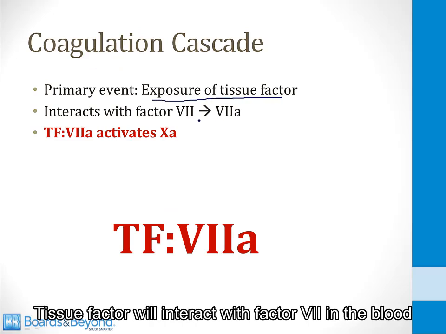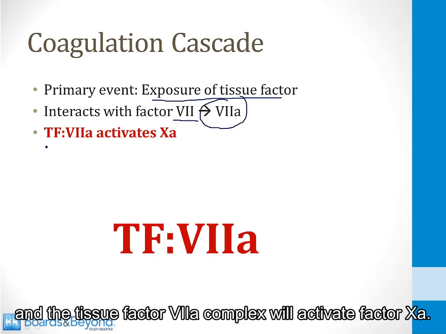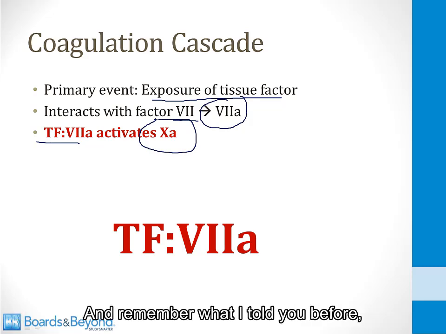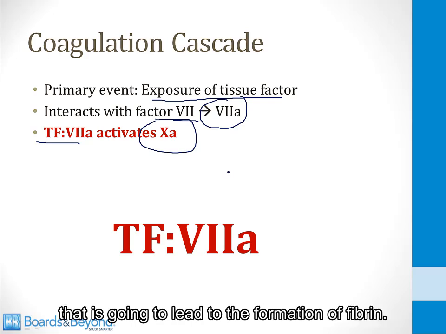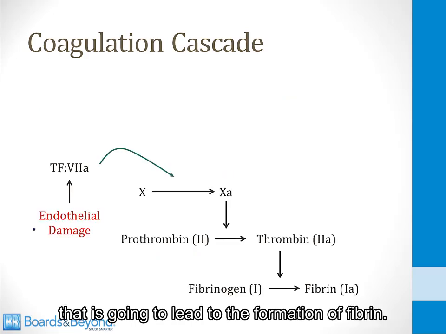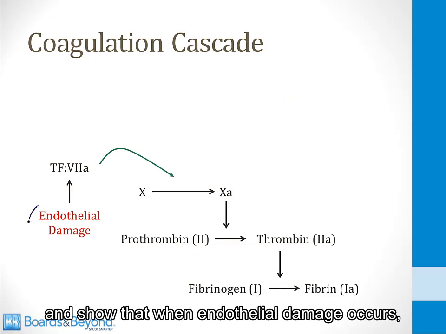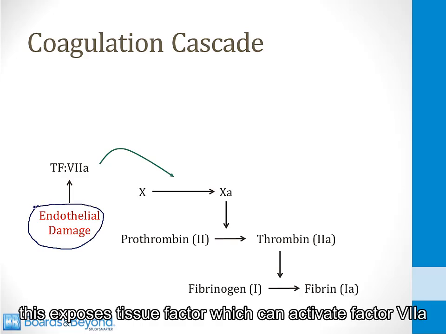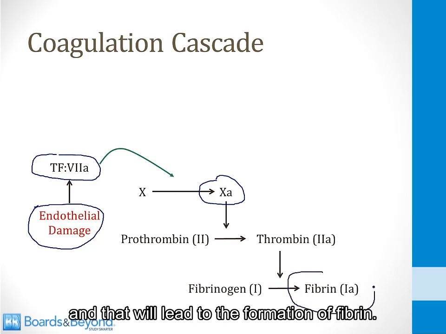Tissue factor will interact with factor 7 in the blood and convert it to factor 7A, and the tissue factor 7A complex will activate factor 10A. And remember what I told you before, once you activate factor 10A, that is going to lead to the formation of fibrin. So we can now add to our diagram of the coagulation cascade and show that when endothelial damage occurs, this exposes tissue factor, which can activate factor 7A, and together they can convert factor 10 to 10A, and that will lead to the formation of fibrin.